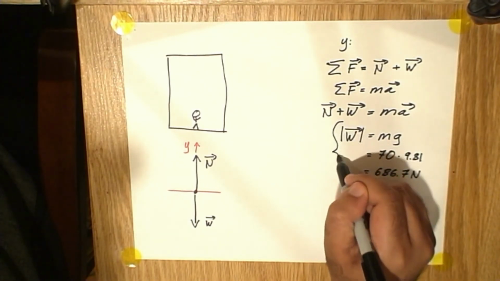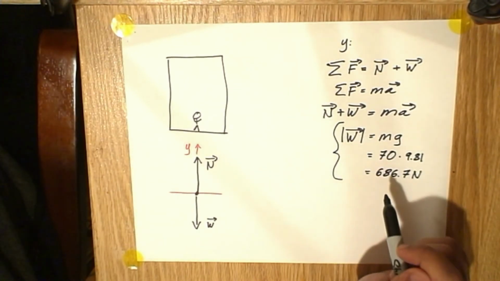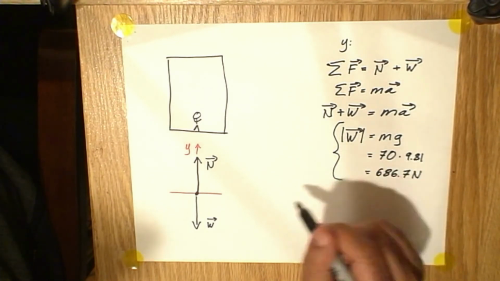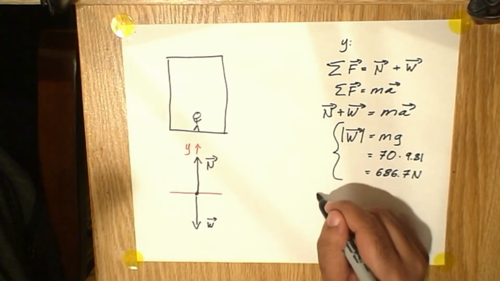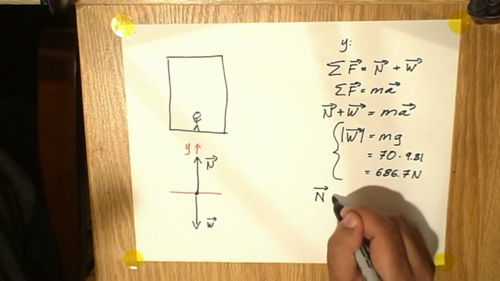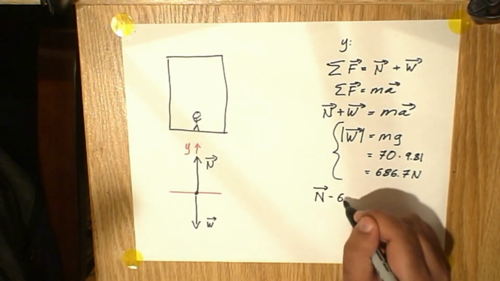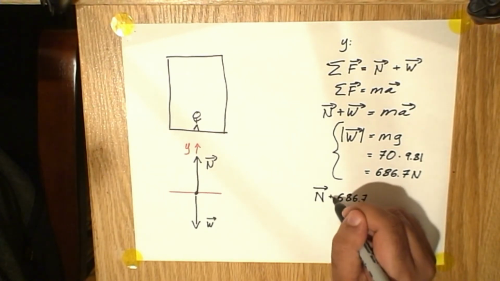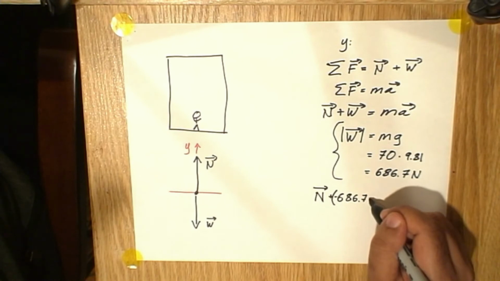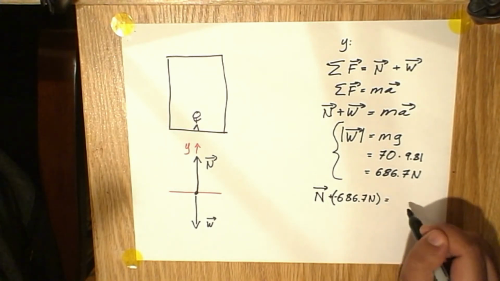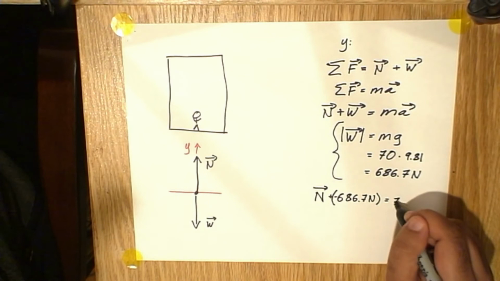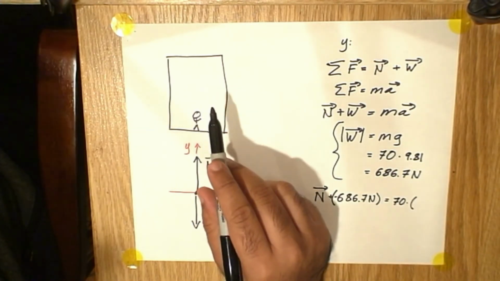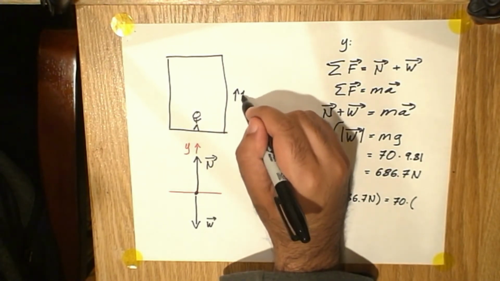So this has now calculated for us what the weight force is. We take this and plug it in for weight over here, again remembering that the weight is negative. So we can now say that the normal force minus the weight force of 686.7, or if you prefer I could say plus negative 686.7 newtons, is equal to mass, which was 70, times an acceleration. The acceleration of our character was upwards at 1 meter per second squared.